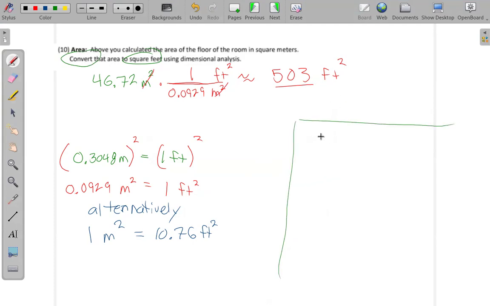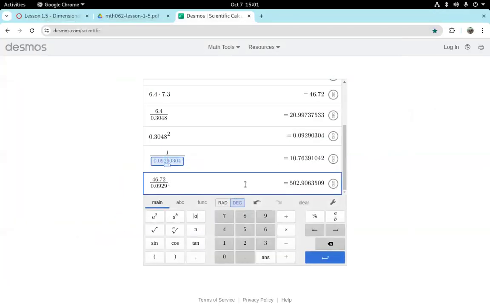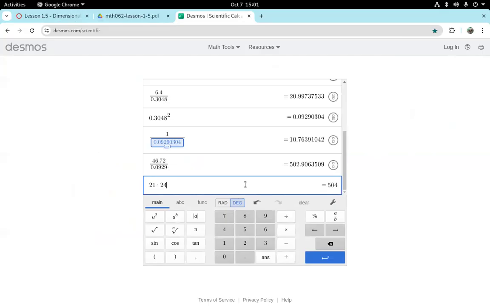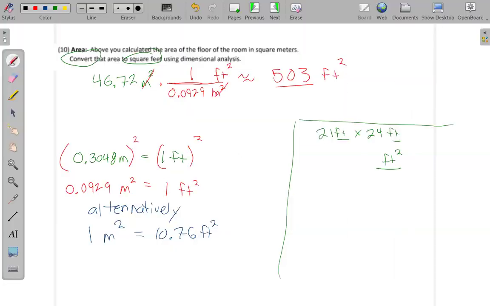Side note, we happen to measure the room to be pretty close to 21 feet by 24 feet. So if we multiply 21 by 24, that will give us feet squared. Let's see what that is. Should be pretty darn close. 21 times 24, 504. That's not bad. We've got some rounding error, which is why they don't match. Not a problem. 504 feet squared.